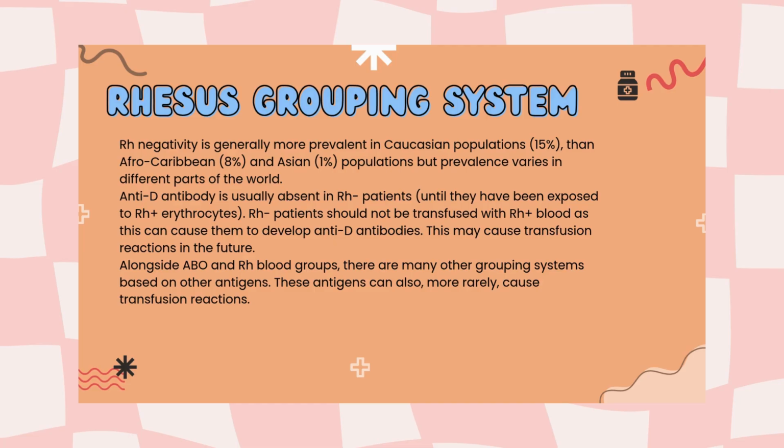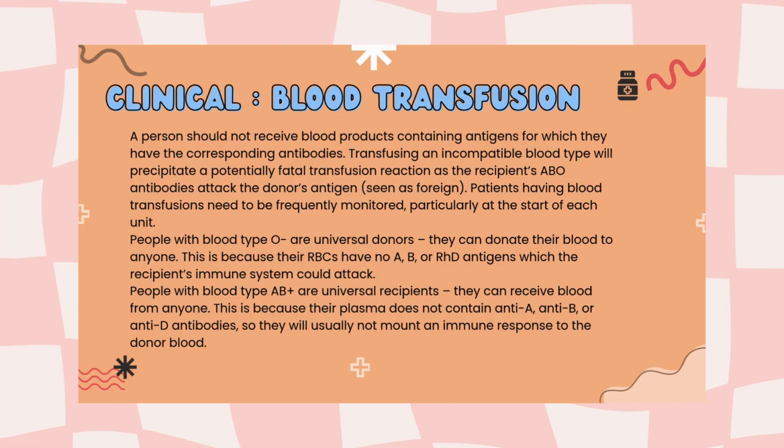Alongside ABO and Rh blood groups, there are many other grouping systems based on other antigens. These antigens can also, more rarely, cause transfusion reactions.